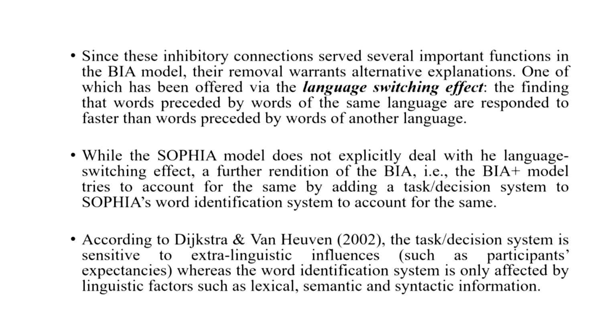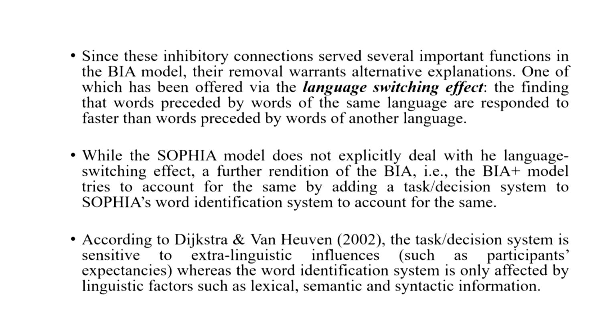One of these explanations has been offered via explaining the language switching effect. The language switching effect is basically the finding that words preceded by words of the same language are responded to faster than when they are preceded by words of another language. Say for example, you are giving a language switching task where you have to name things. So the words come English, English, English, and then Hindi. Then English words following English words will be named faster or responded to faster than English words following a Hindi word.